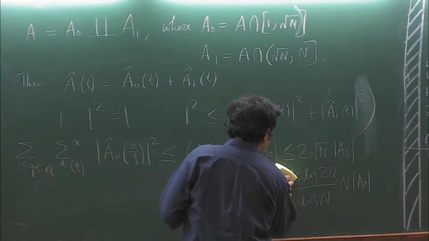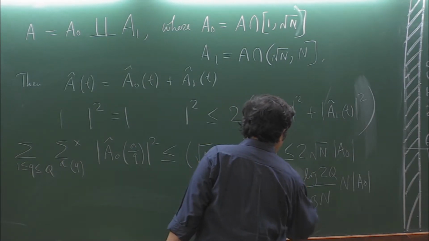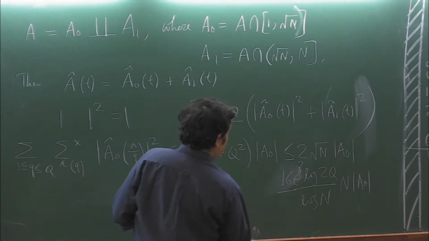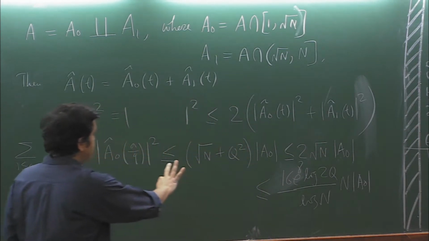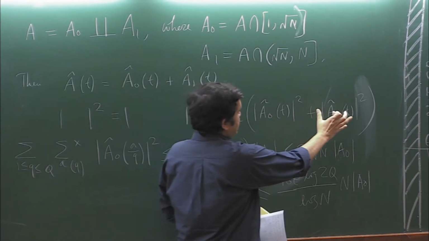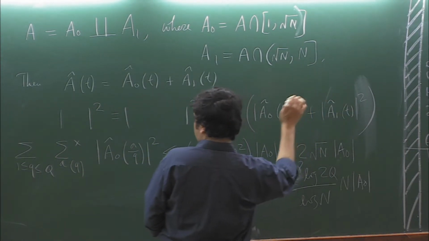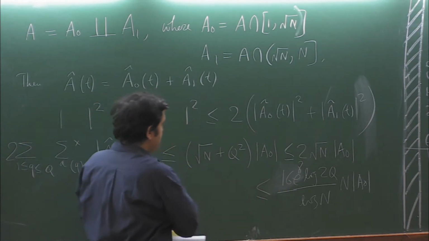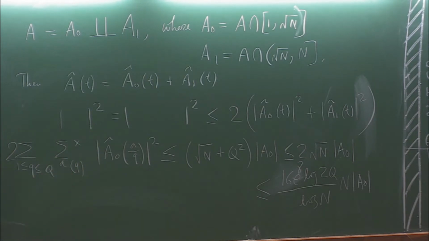So this is fine. This part I don't need to worry about. There is a 2 also, because I will get 2, and that is the bound. So this part I don't worry with. I look at now A1 hat of t.